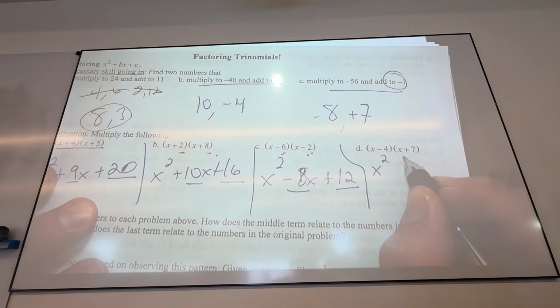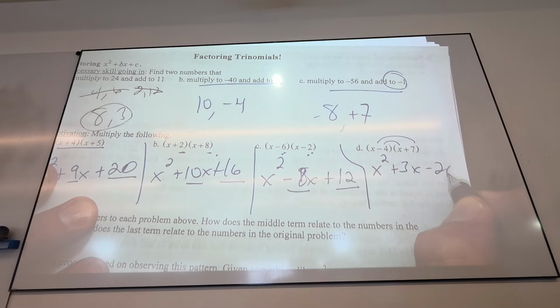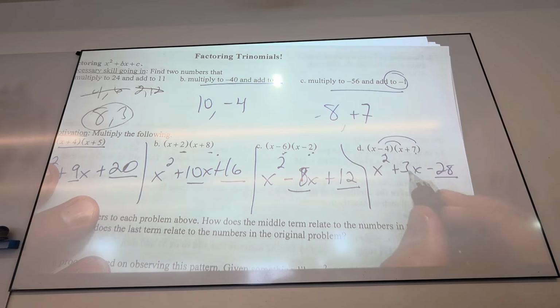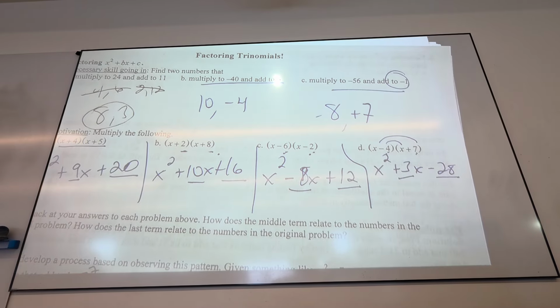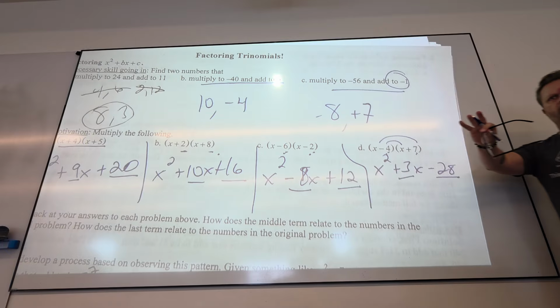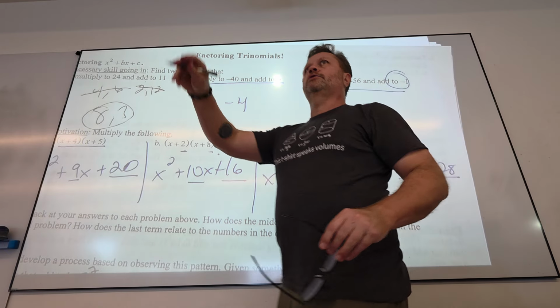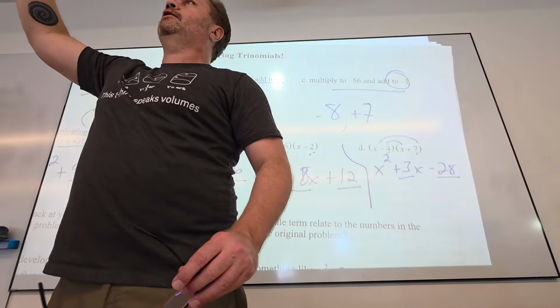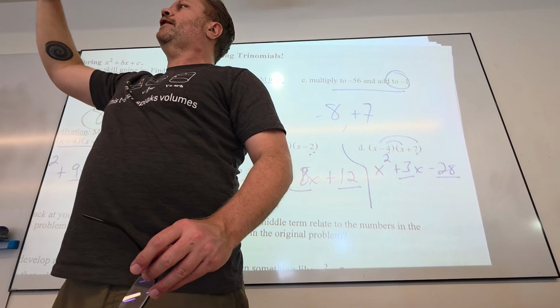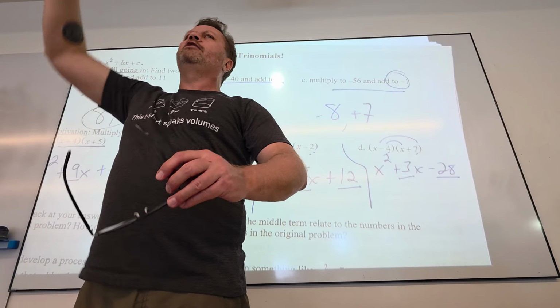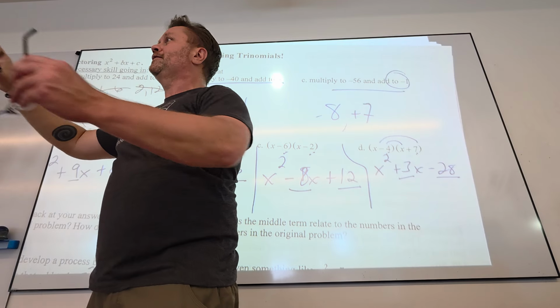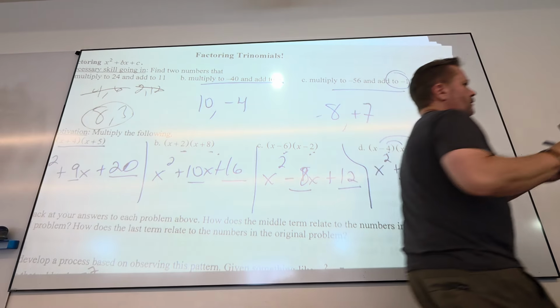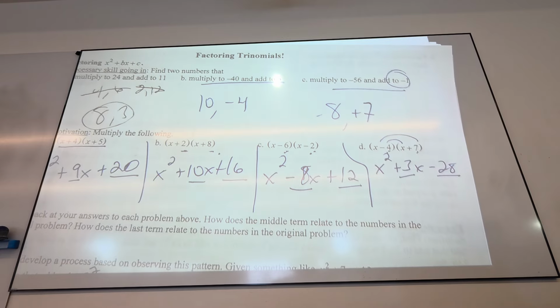X squared minus 4x plus 7x, so plus 3x minus 28. This was -4 times 7. This is -4 plus 7. Yes? I guess kind of with me. So the first 3 problems are the main heart of what you need to be able to do to factor. What we just did was unfactor. We simplified. That's the opposite of factoring. So let's actually factor on this factoring worksheet.